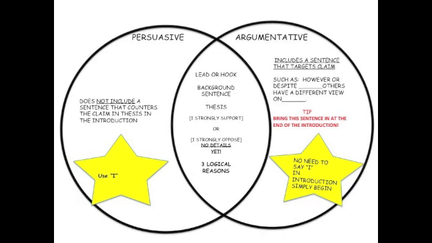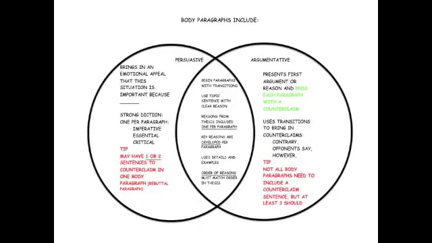They share a lead, background sentence, thesis, and 3 logical reasons. The next Venn diagram focuses on the body paragraphs and what they include.